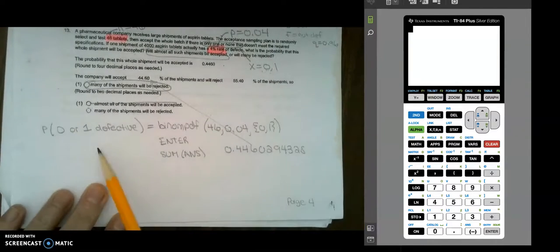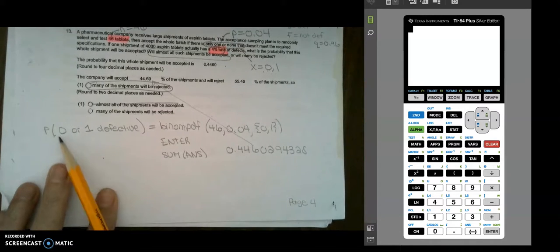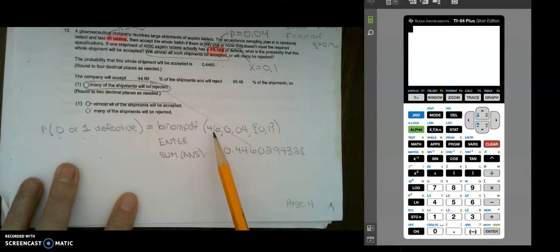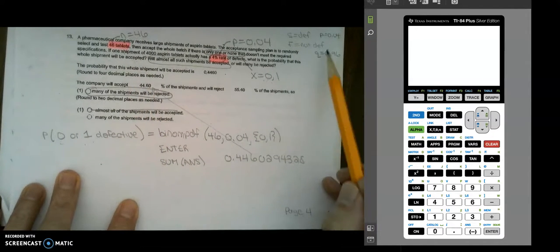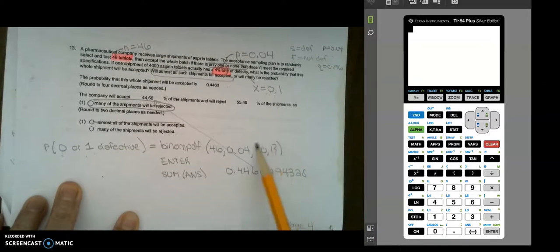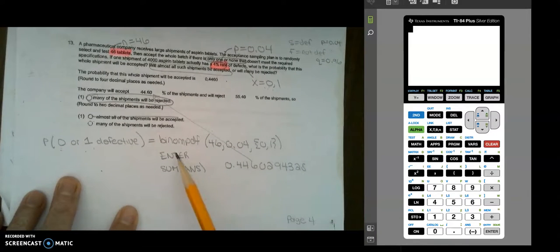Okay, so I started down here. So we're looking for the probability of 1 or none are defective. So these are my X values. So here's my N, my P, which is right here, and then my X values. Okay, I'm going to switch to the calculator and talk about the sum answer because we do have more than one value for X. It's a little bit harder to do.